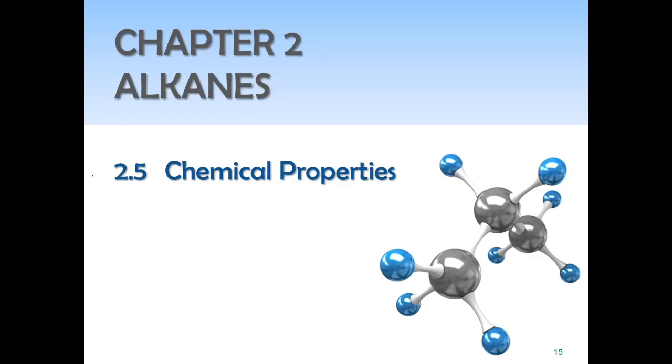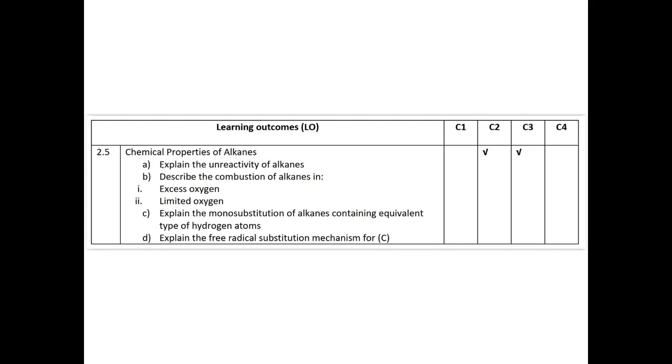We are going to proceed to chapter 2.5, Chemical Properties of Alkanes. At the end of the lesson, you should be able to explain the reactivity of alkanes, describe the combustion of alkanes in excess oxygen and also in limited oxygen, explain the mono substitution of alkanes containing equivalent type of hydrogen atom, and explain the free radical substitution mechanism.